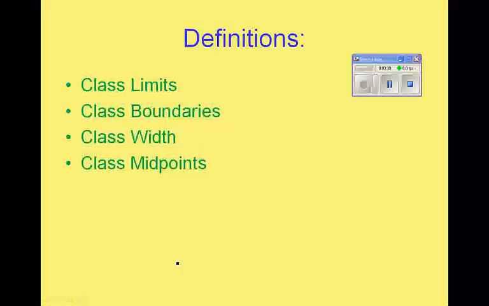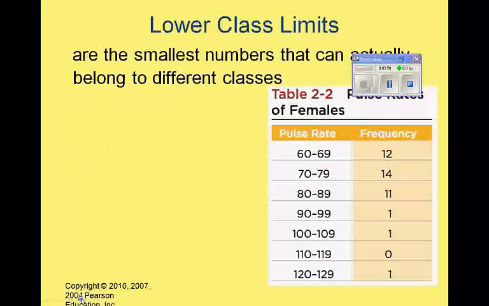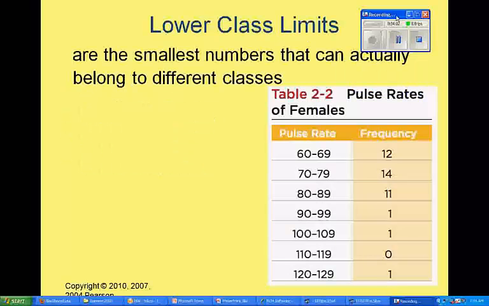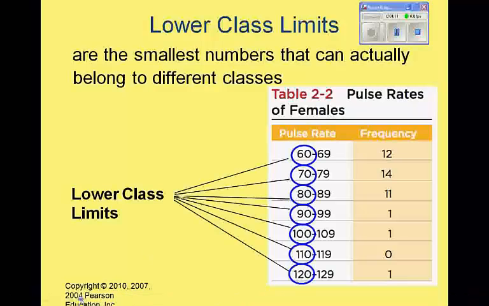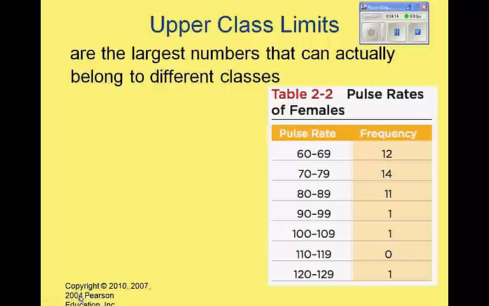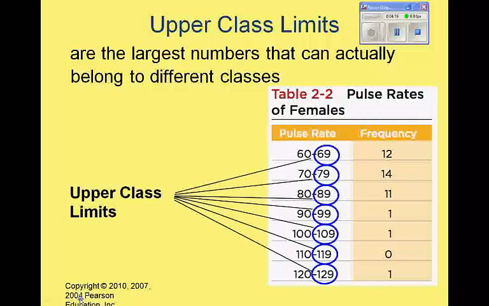There are some definitions from this section that I need to go over, and here they are. We need to talk about class limits, class boundaries, class width, and class midpoints. And actually, if we go right to the histogram and frequency distribution we were just looking at, we can do so. So when we say class limits, these are going to be numbers that actually belong to the classes. So the lower class limits, well, you'll find those here. 60, 70, 80, etc. The upper class limits are the largest numbers in the class, 69, 79, etc.